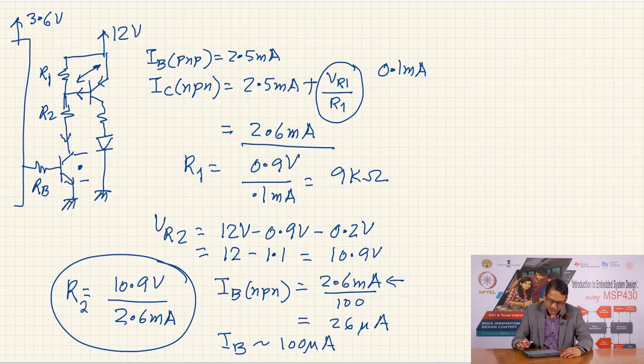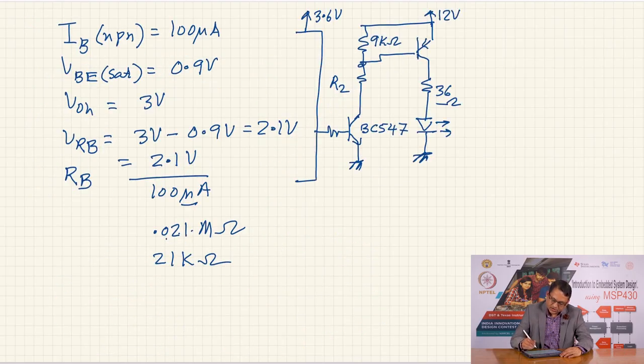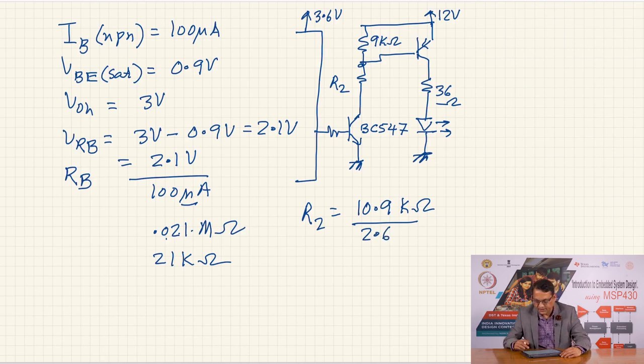The value of R2 was 10.9 by 2.6 milliamperes. So, R2 is equal to 10.9 kilo ohm divided by 2.6. If we take this to be 3, and 3 nines are 9, so a little more than 3, say 3.3 kilo ohm. So, R2 value is 3.3 kilo ohm. I have R1 of 9 kilo ohm. The base resistor here is 21 kilo ohm, and what I have achieved is high side control over the load using a supply voltage of 12 volts driving the load, but the supply voltage of the microcontroller is a much smaller value of 3.6 volts.